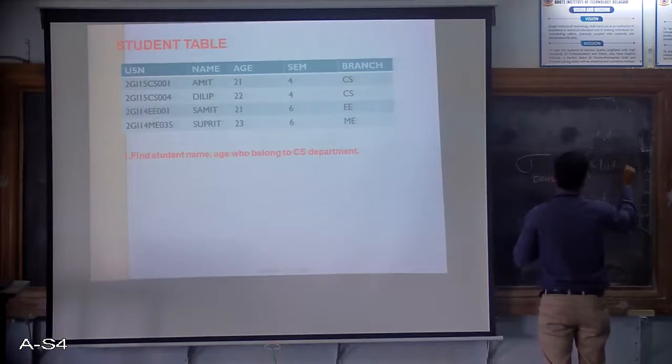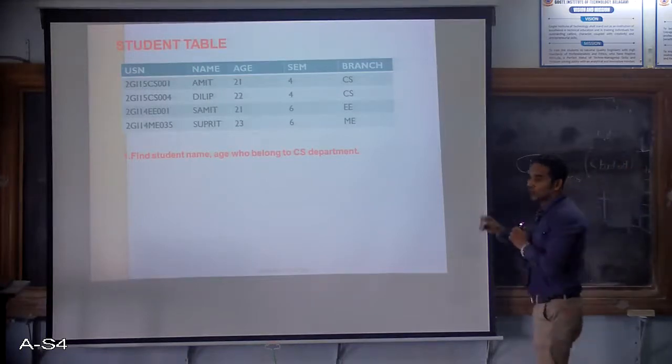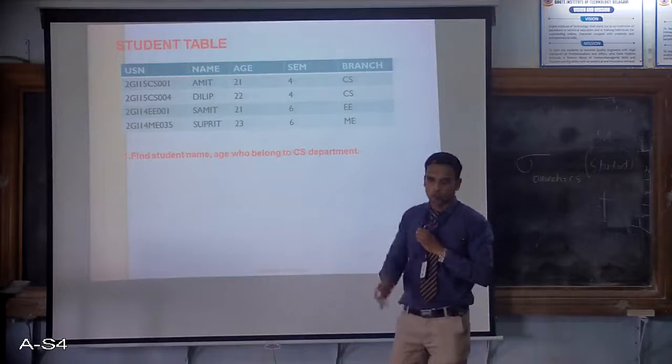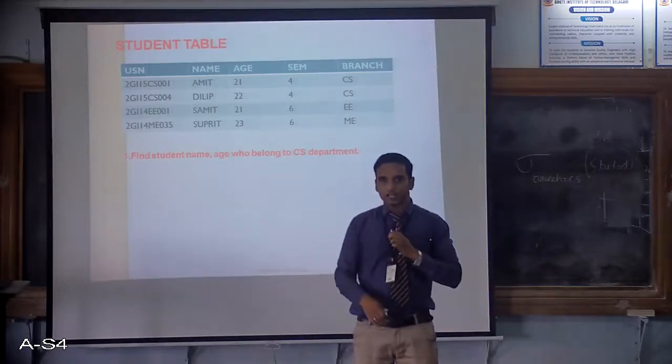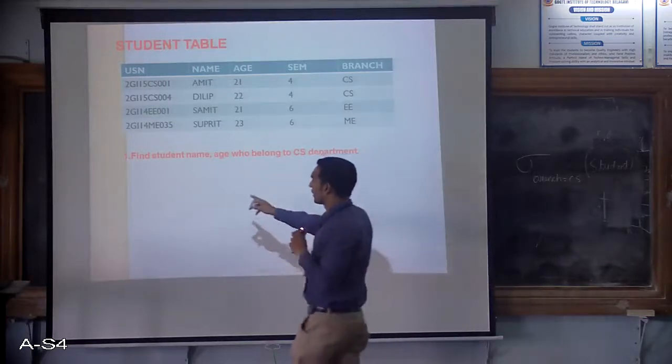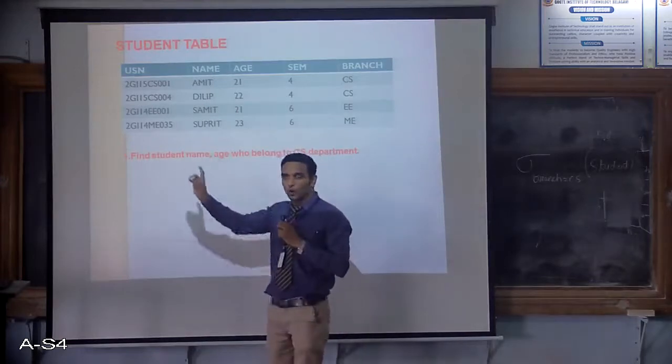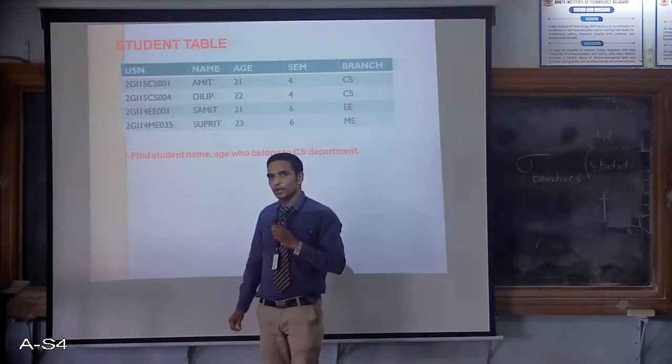See, I'm trying to break it in 2 pieces. First, what I'll do is I'll select all the students who belongs to CS department. After selecting that, they want only 2 attributes, name and age. How would I write this SQL query? If you can recall it.